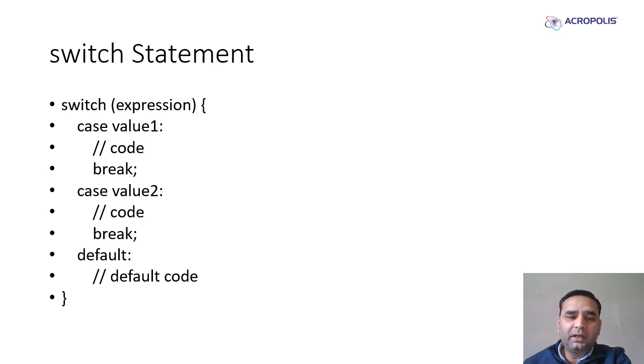It has two parts, switch and case. In the switch block we have an expression. According to this expression, the corresponding case will be executed. And at the end of the cases, we have a default, so that if none of the cases is matched, then the default block will be executed. And at the end of each case, we have to use the break.